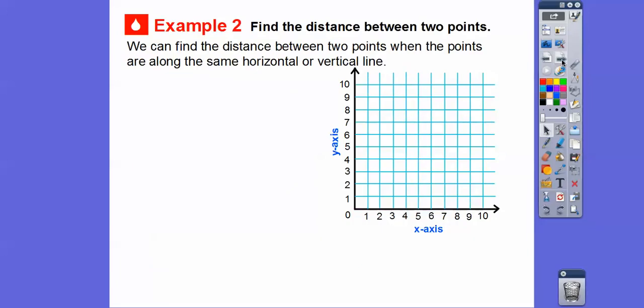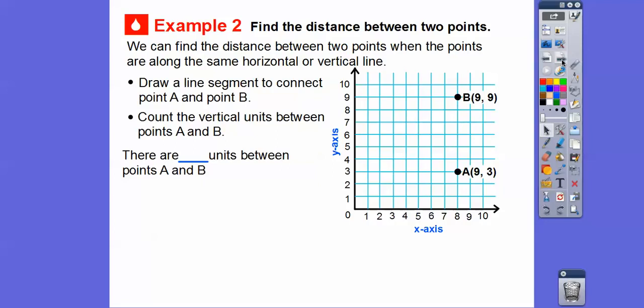All right, so find the distance between 2 points. We can find the distance between 2 points when the points are on the same horizontal line or vertical line. Here these 2 points are on the same vertical line. They're on top of each other. So we first draw a line segment to connect them, and then we count the vertical distance between points A and B. From A to B, we go up 1, 2, 3, 4, 5, 6. So there are 6 units between them, and the distance is 6.